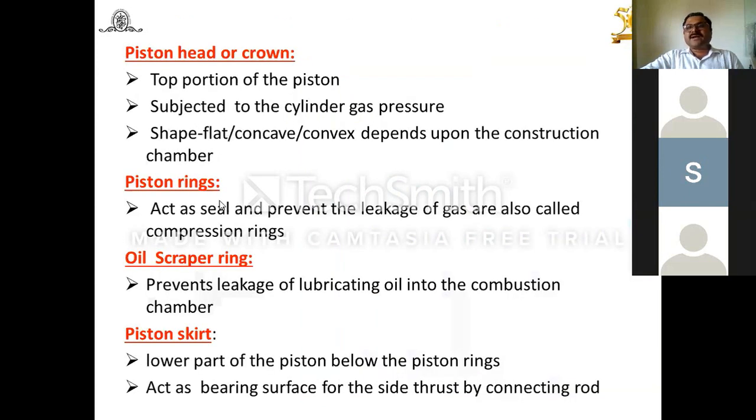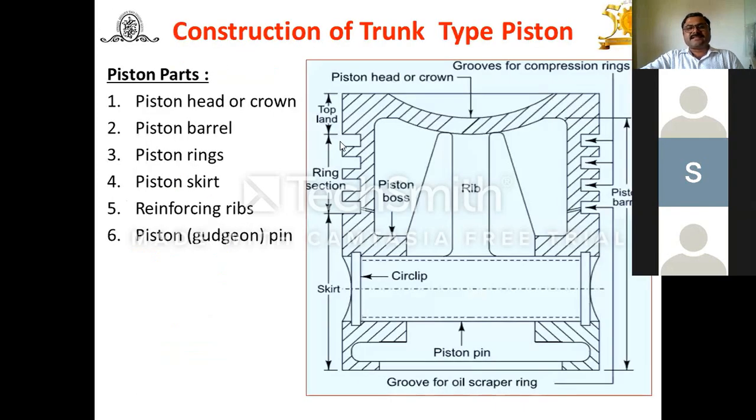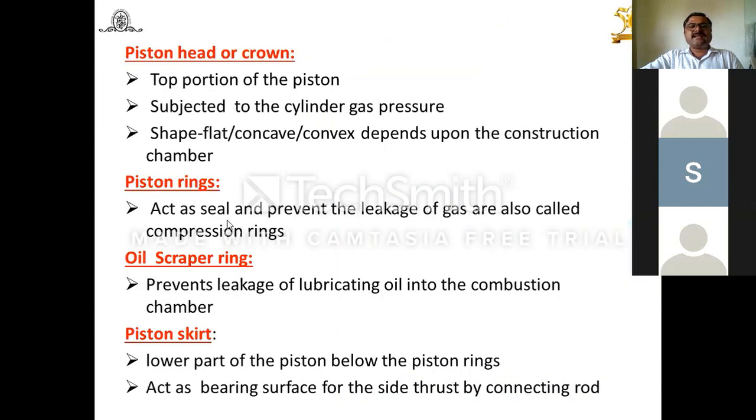Then another important part is the piston ring. Again, I have already explained, it acts as a seal and prevents leakage of the gas. Here the piston rings are fitted and come in direct contact with the cylinder liner or the cylinder. Because of that, they act as a seal and prevent the leakage of gas. These piston rings are also known as compression rings. And there is one ring at the bottom side; you will find it is an oil scraper ring.